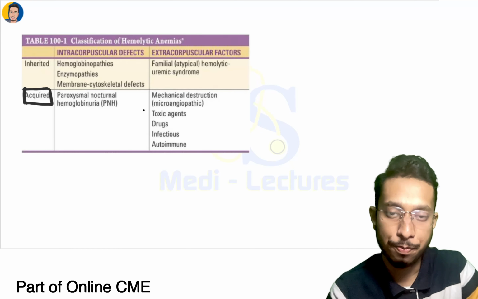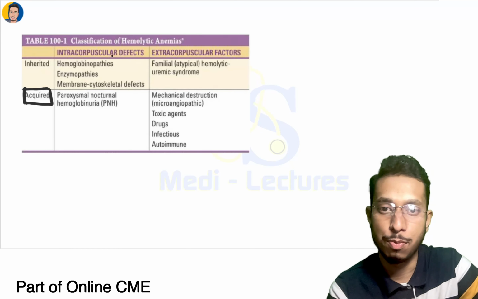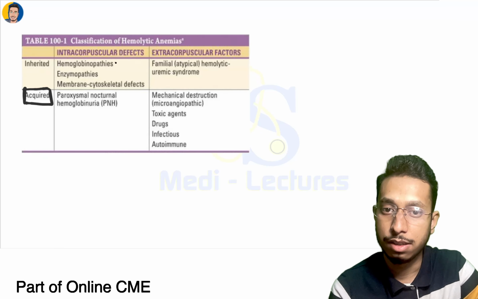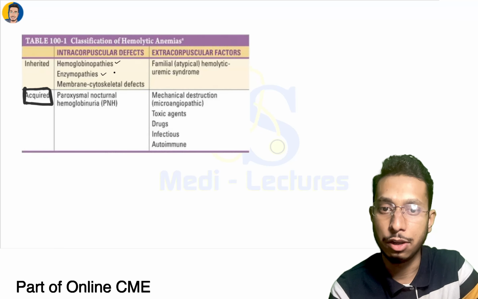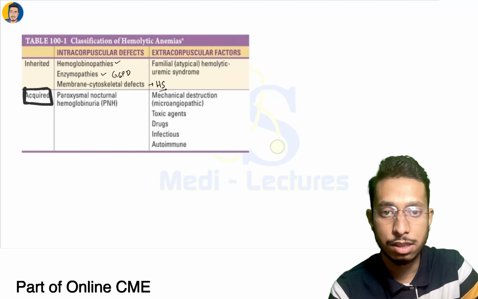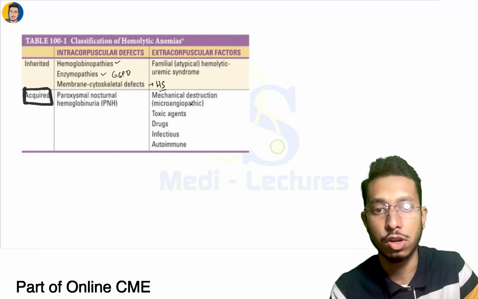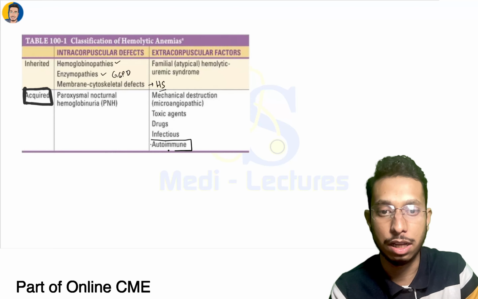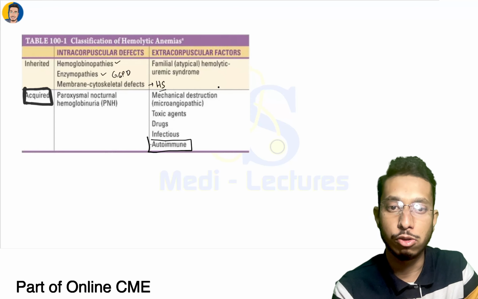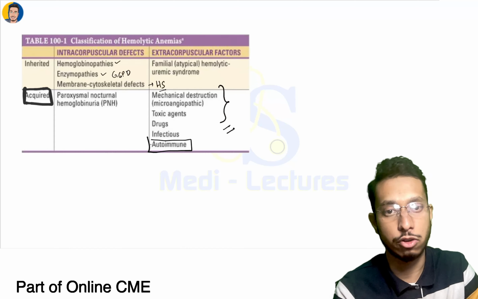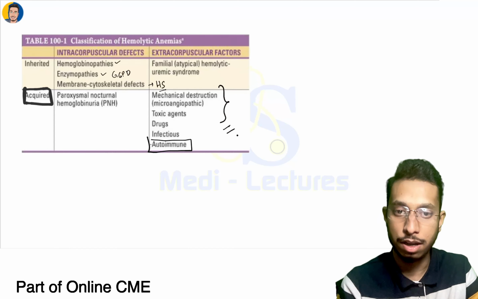Alright. Now, if I say one model disease for hemoglobinopathy, it is nothing but sickle cell anemia. For enzymopathy, it will be G6PD deficiency, and for membrane cytoskeletal defect, it is hereditary spherocytosis. Similarly, for acquired, extracorpuscular causes, the model disease is autoimmune hemolytic anemia. Besides this, we also look into the other causes of acquired or extracorpuscular hemolytic anemia, right?